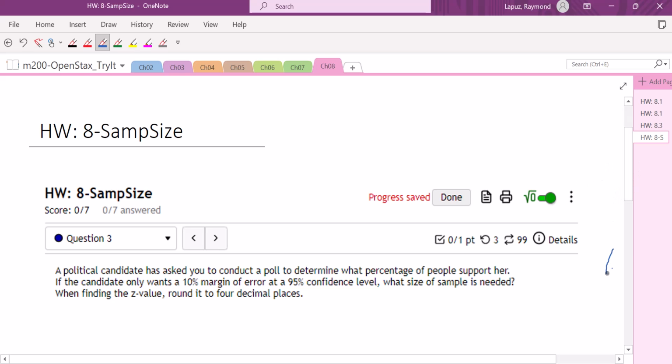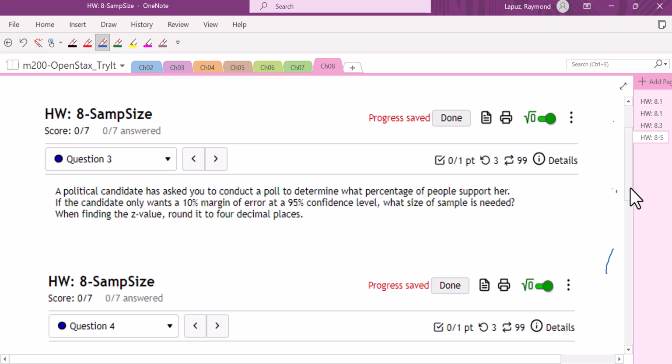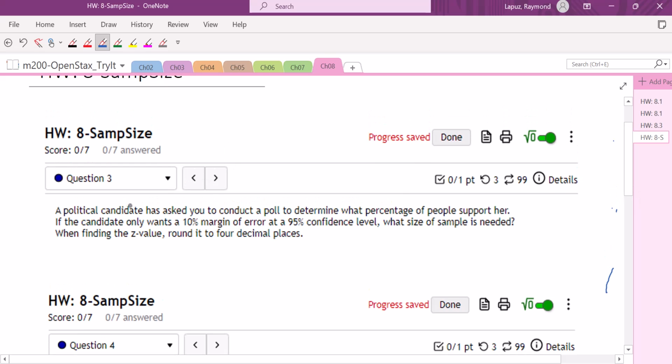For problem number 3, we're looking at a candidate asking a poll to determine the percentage of people who support her. The candidate only wants a 10% margin of error and a 95% confidence level. What is the sample size needed? When finding the z-value, round it to 4 decimal places, but your answer should be a whole number because it has to be n.